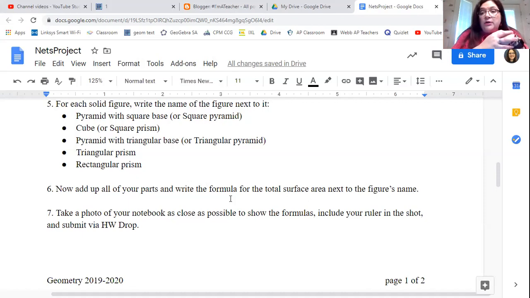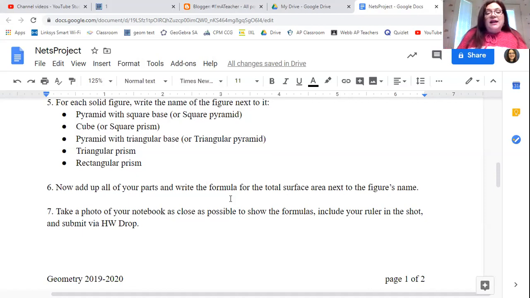So for your homework, you're going to take a picture of your notebook, get it as close as possible so I can see the names and the formulas. Include your ruler that you made. The ruler, just put that down next to your notebook when you take the photo. And then submit it via homework drop.